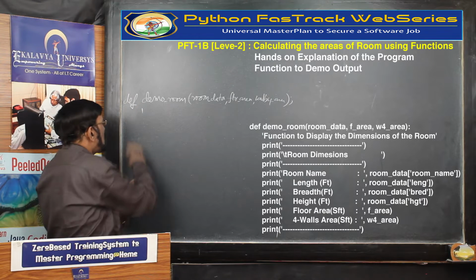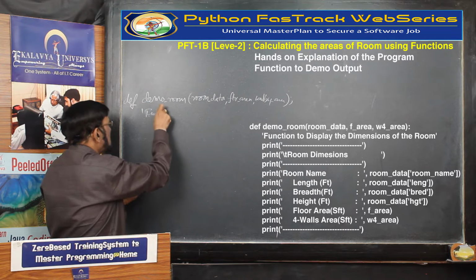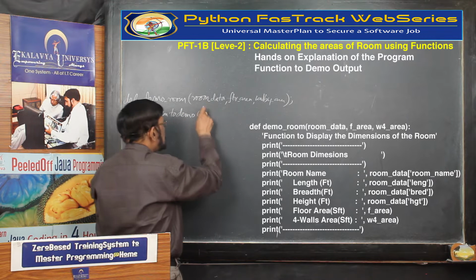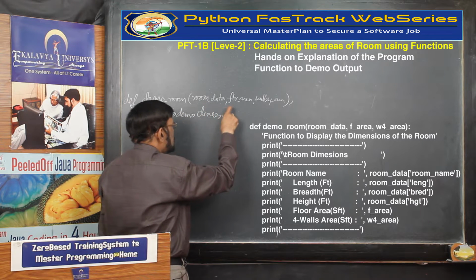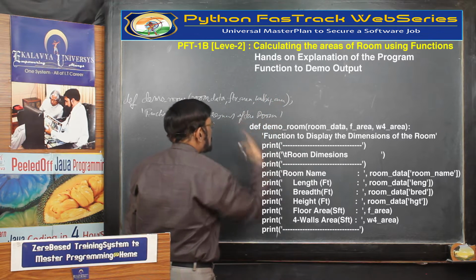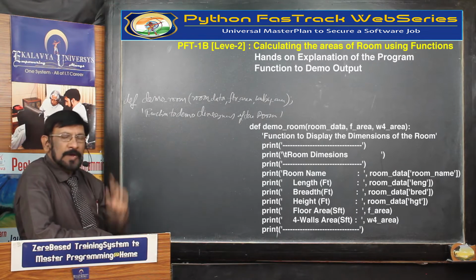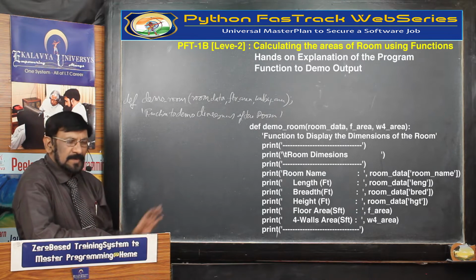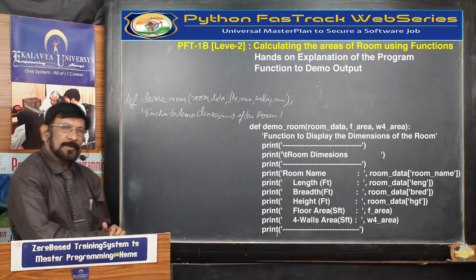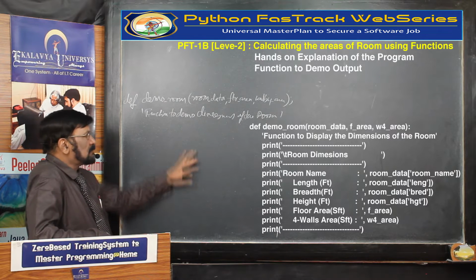Thereafter, your doc string you write: function to demo dimensions of the room. Like that, clearly write, but in a precise manner. Thereafter output is there. With reference to the output, you write print statements. Here I am not going to write, because if you are lazy, you never become a programmer. Here practice is required. Print statement practice is a matter of half an hour. If you practice, you can comfortably write.